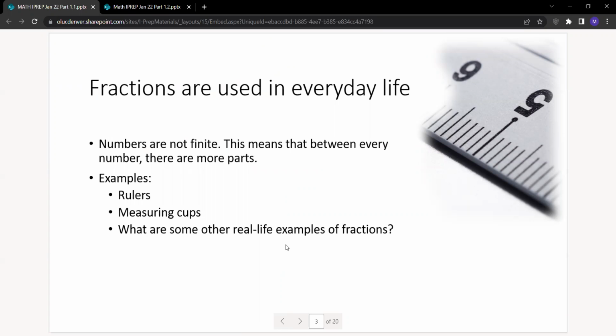Some examples of this are rulers. As you can see to the right, you have a 5 and a 6, and you have all these little tick marks in between, which represent values, right? Another example of fractions are measuring cups. So you have a whole cup, half cup, quarter of a cup, and these are all ways of taking parts of that whole. Could you think of any other real life examples of fractions?